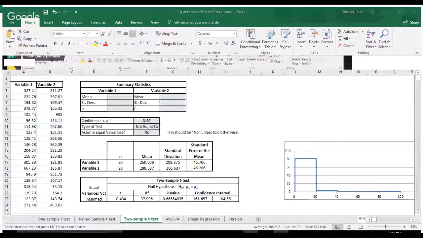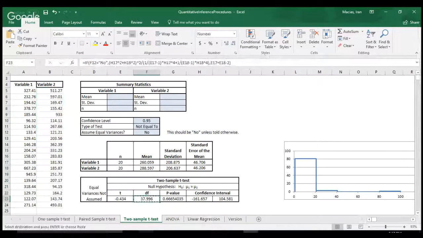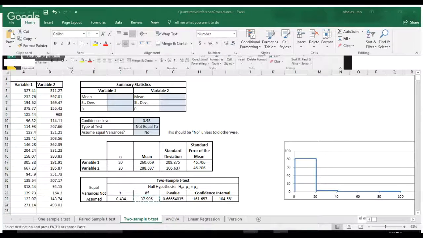Okay. So your T-score is negative 0.434, and your p-value is 0.666? Yeah. Okay, awesome. So now let's look at the questions. What are the degrees of freedom? Looks like 37.996. Okay, so we'll go back there and round. 37.996.